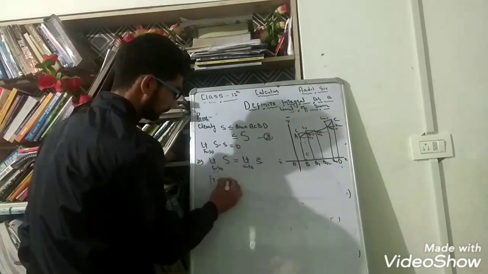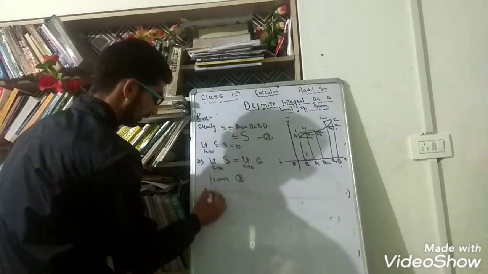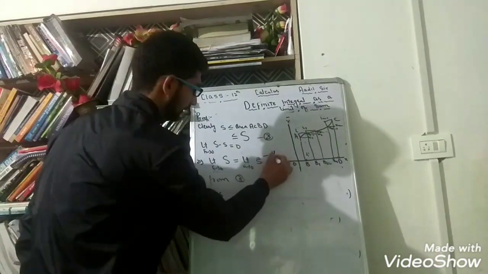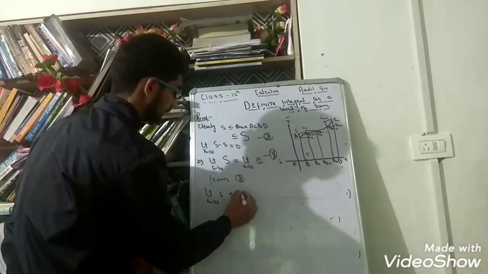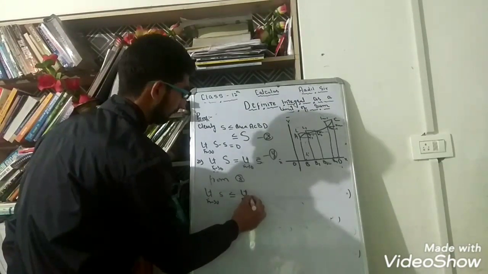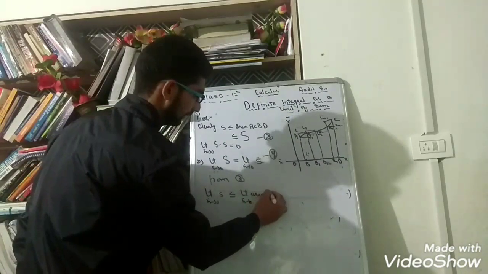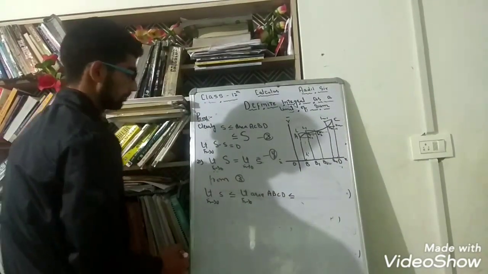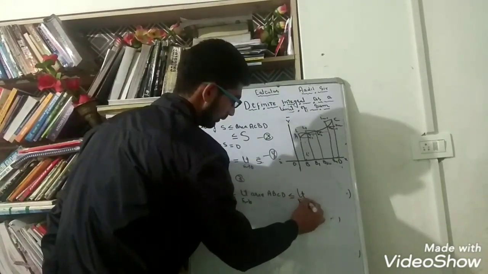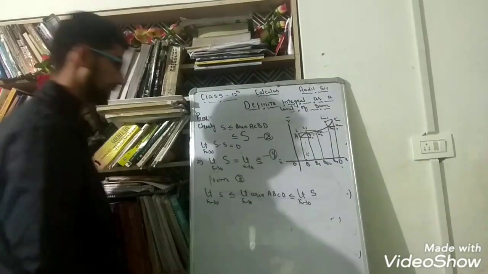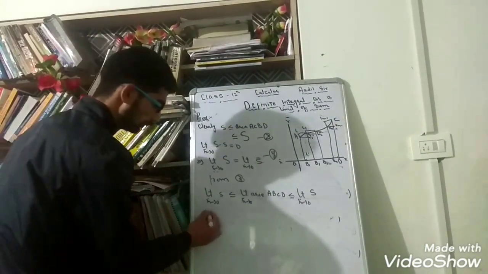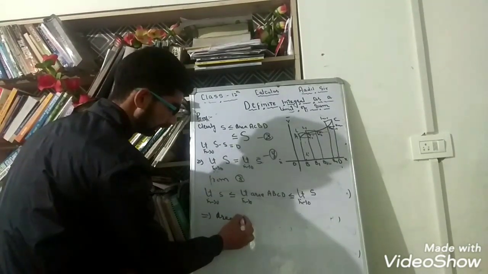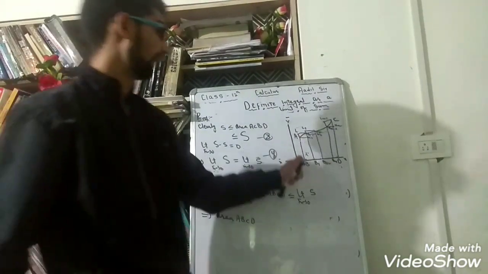From the third equation, the limit as h tends to 0 of small s, you write this fourth equation: less than or equal to the limit as h tends to 0 of the area of ABCD, which is less than or equal to the limit as h tends to 0 of capital S. And it is possible only when I have this area ABCD, because in this area we have taken n to infinity.